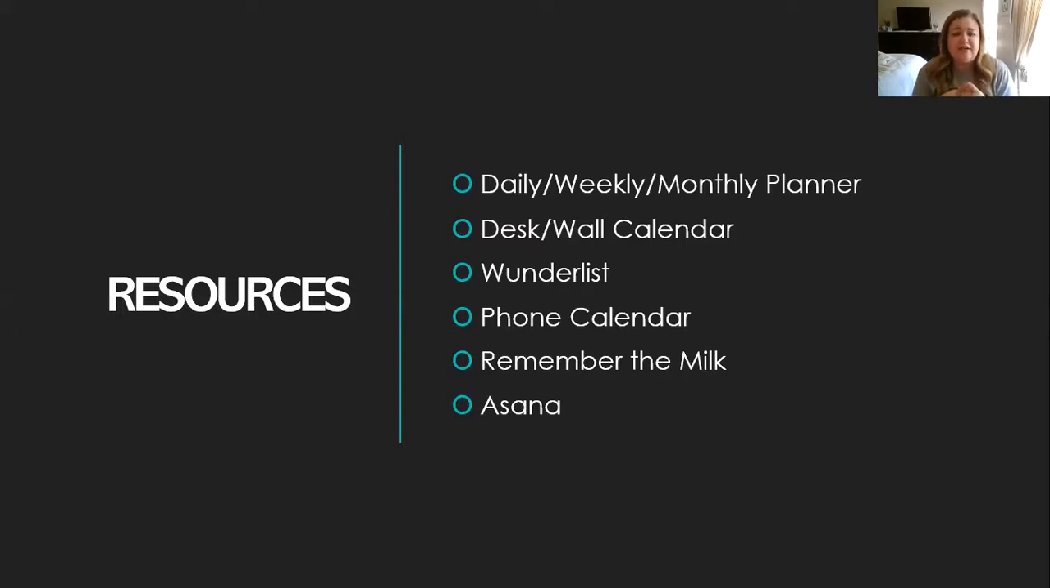And then Wunderlist and the rest are all technology based. Wunderlist, your phone calendar, Remember the Milk, Asana, those are all apps that you can get on your phone as well as your computer that kind of function as a planner.